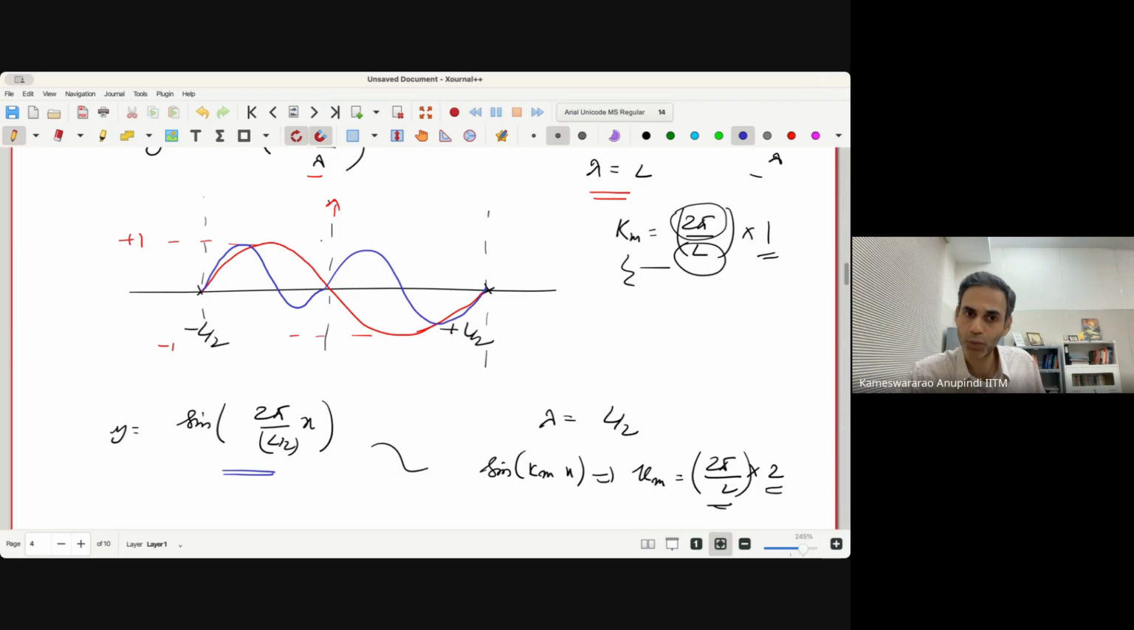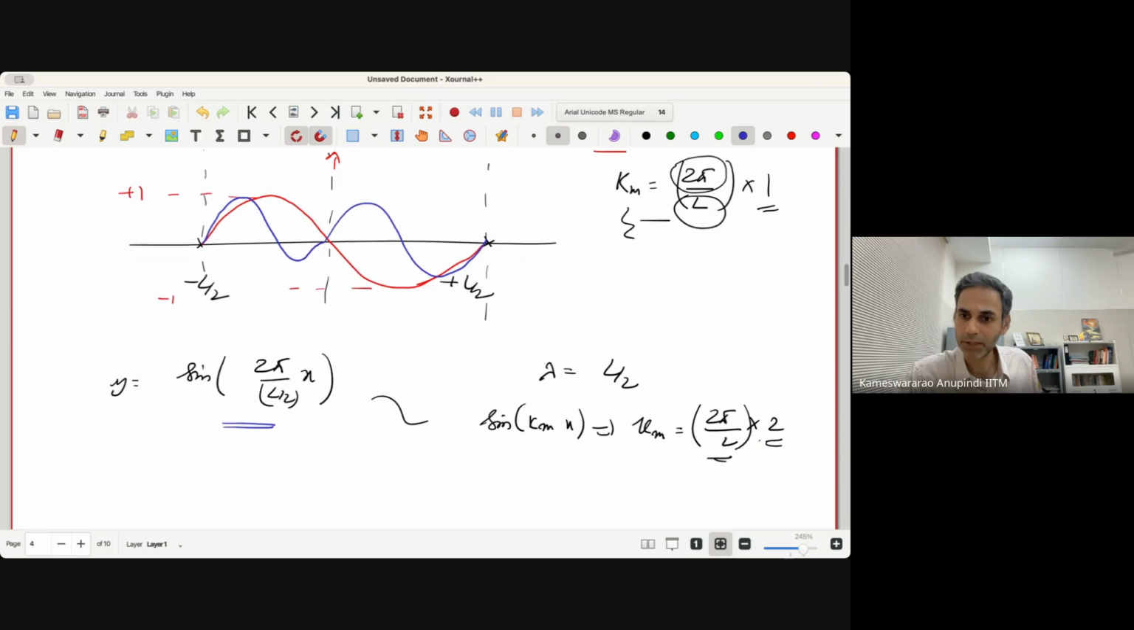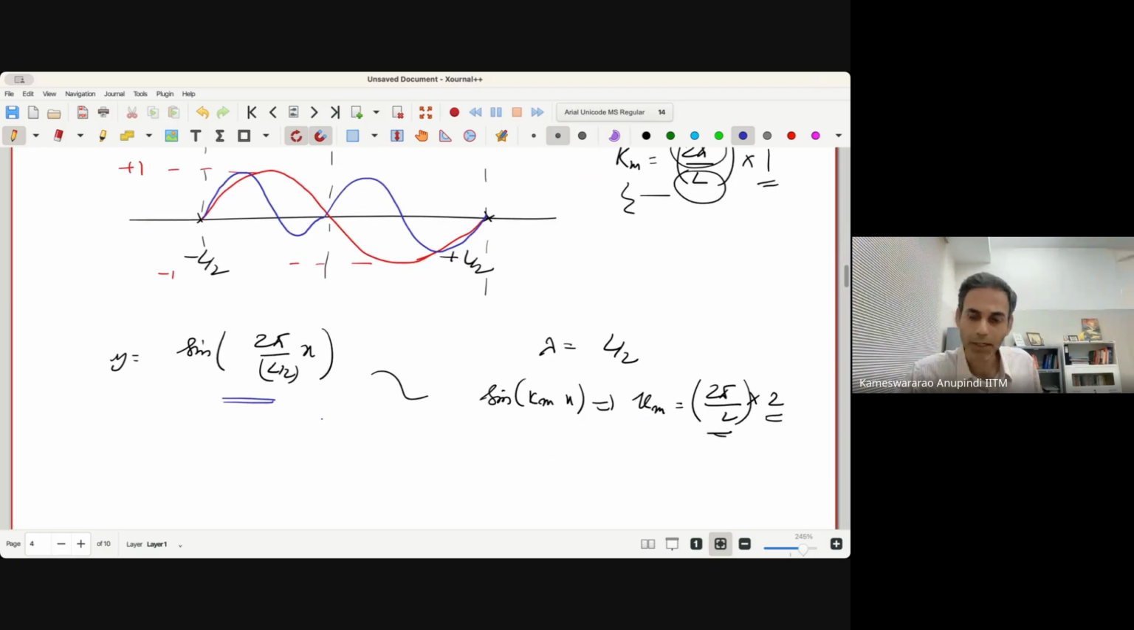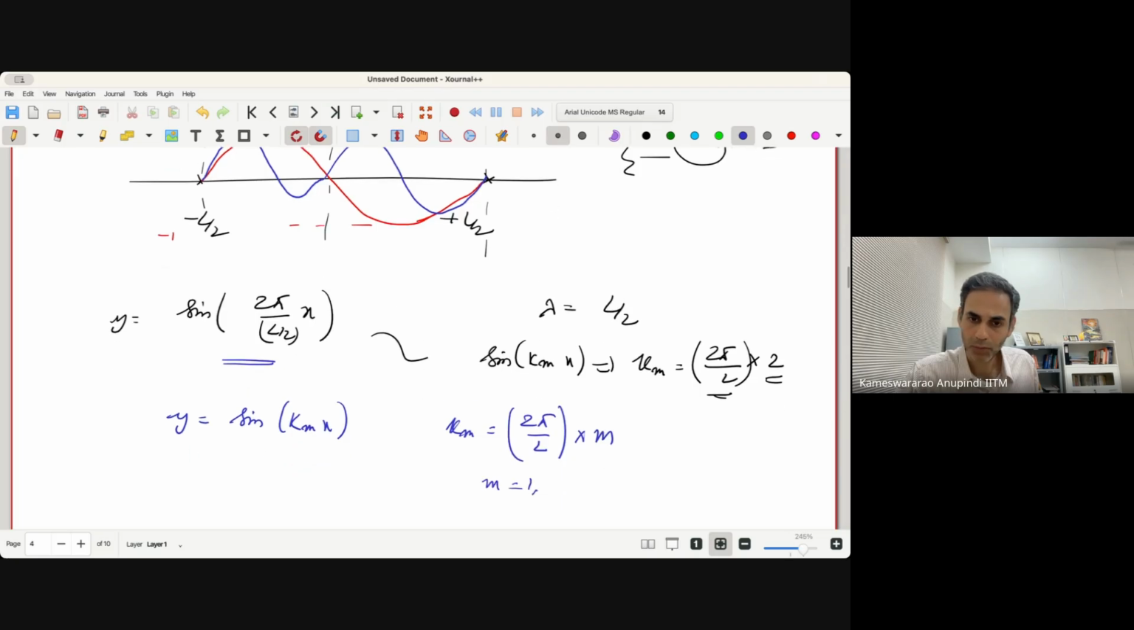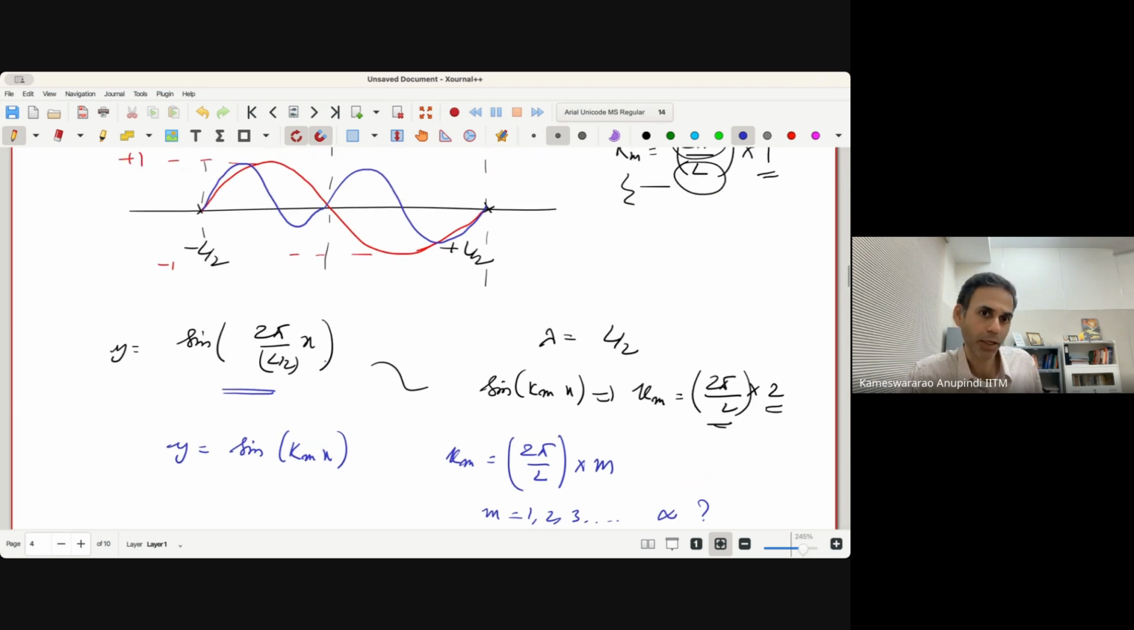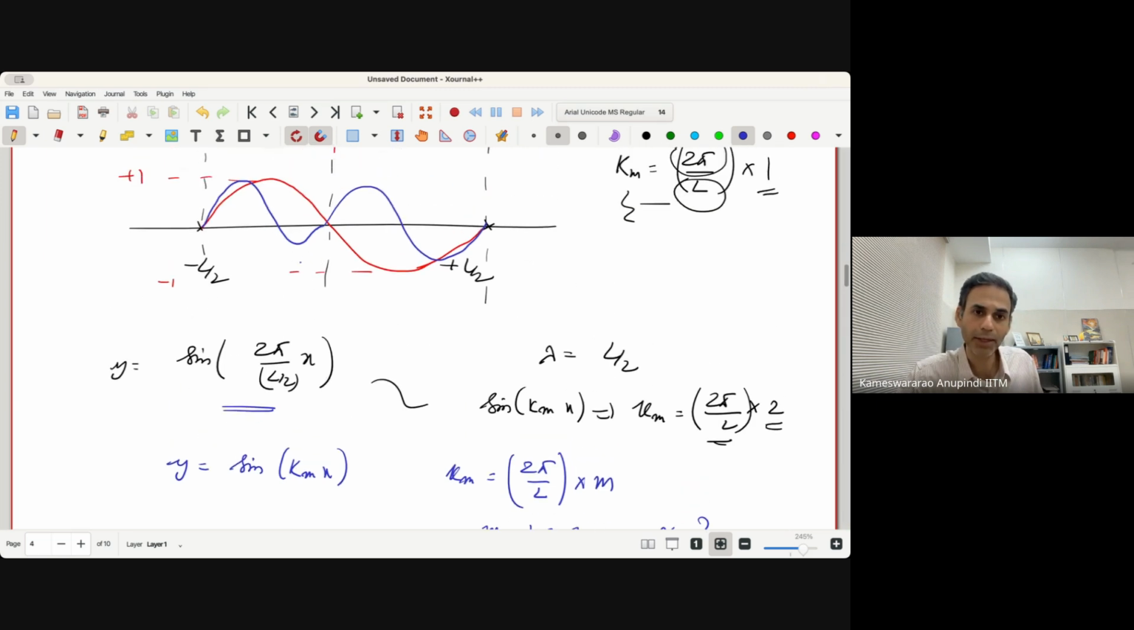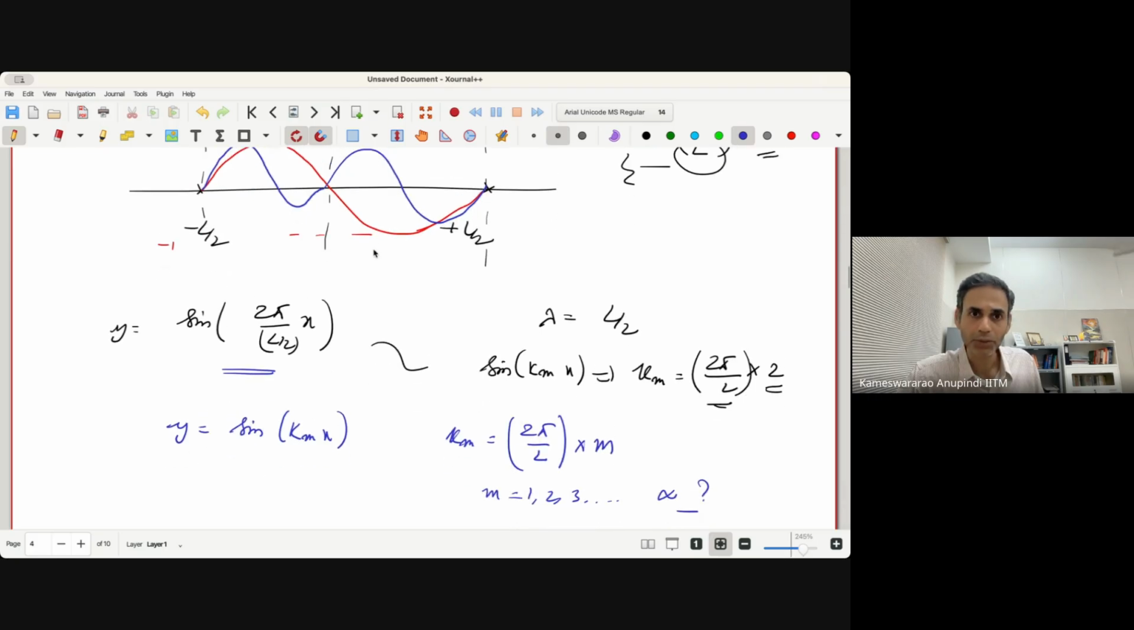Because I can now fit two waves, my wave number is actually 2. That means I can write in general y equals sine of km x, where km is equal to 2 pi by L times m, where m goes from 1, 2, 3 all the way to probably infinity. Because then I can keep increasing the number of waves that I have in a period of length L, right? So that is how I can interpret this.